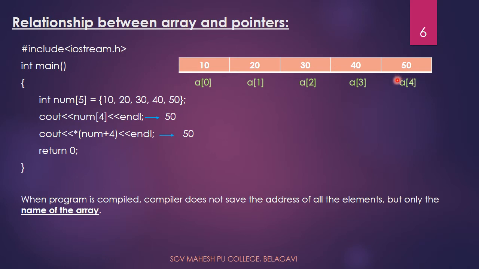So when I want to print content, I place a star in front of it. When I say star, instead of getting the address of num plus 4, I get the value. That's nothing but 50 again. And I use return 0 because I'm using an integer for the main program. Now remember one thing, when you compile a program, the compiler does not store all the addresses of these elements. It only stores the name of the array, that is num, and it holds only the starting address, not all the addresses.